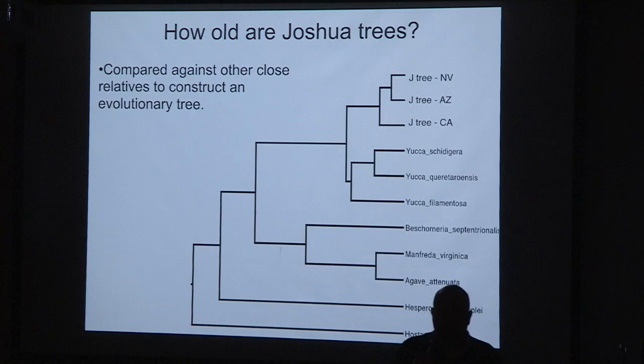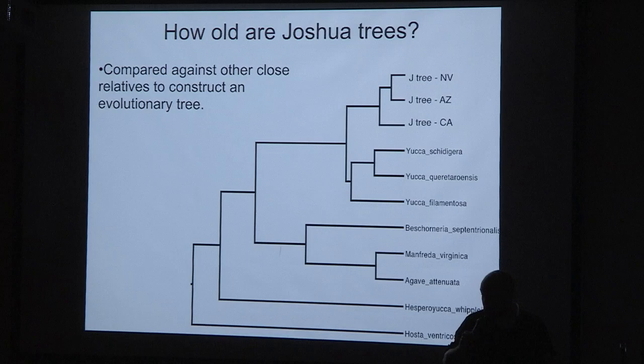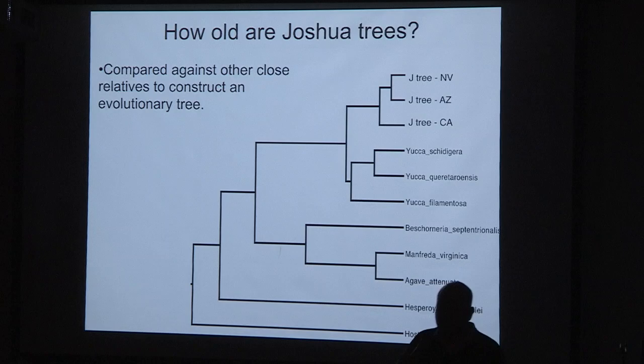And what we see is that all the Joshua trees are more closely related to each other than anything else. Just like my sisters and my brothers are all more closely related to each other than either of us is to our first cousin. And all the yuccas go together, and then there are these other things.